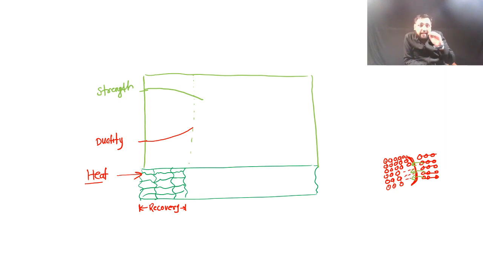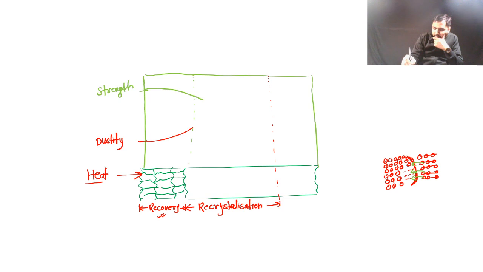All the electrical properties and thermal properties will be rolled back to the pre-cold worked state during the stage called recovery. Now my dear, after recovery, what will happen is something called recrystallization of the grain. Recrystallization of the grain. Now, what is this recrystallization?